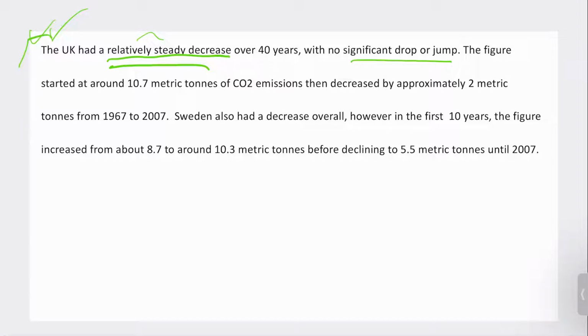The figure started at around 10.7 metric tons of CO2 emissions, then decreased by approximately 2 metric tons from 1967 to 2007. Sweden also had a decrease overall. However, in the first 10 years, the figure increased from about 8.7 to around 10.3 metric tons before declining to 5.5 metric tons until declining to by 2007. Let's take a look.